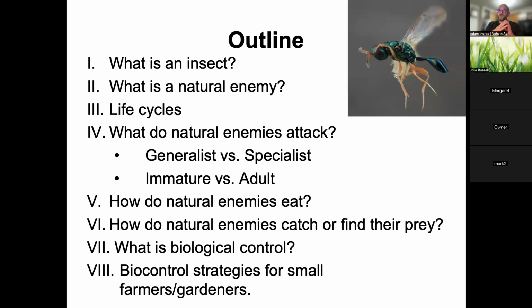And we'll wrap up today with the methods and strategies that we use, and then I'll leave you all with several strategies on how you can incorporate this into your own farming operation.